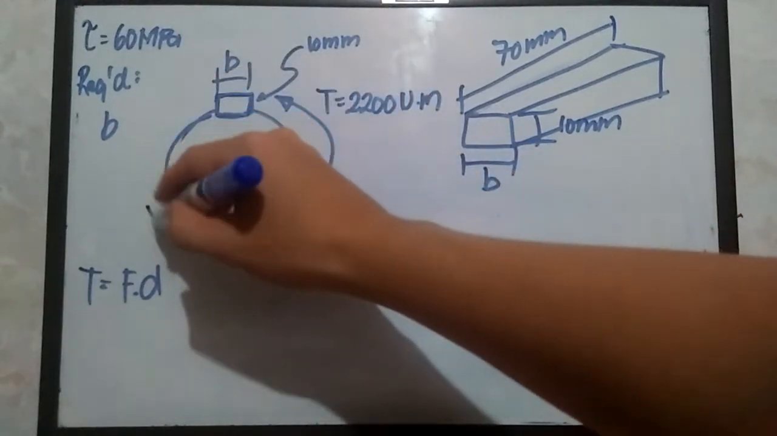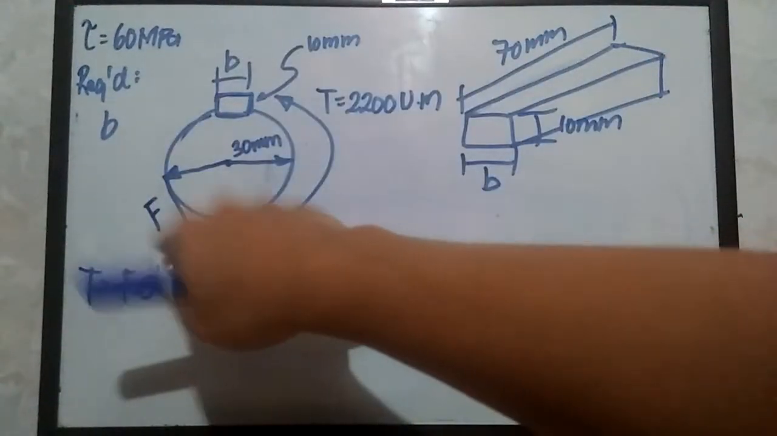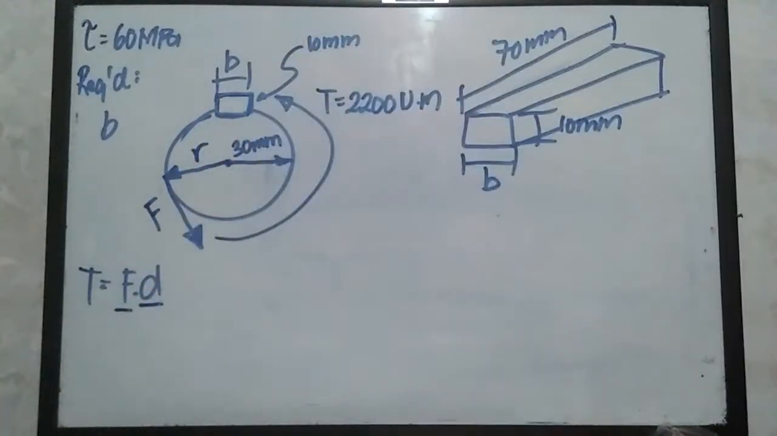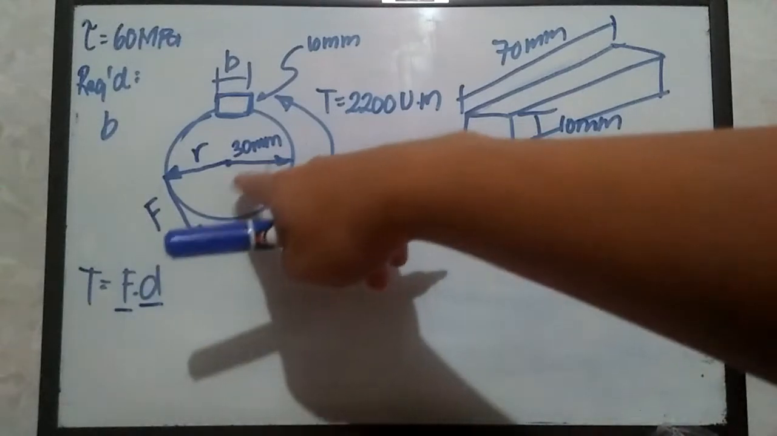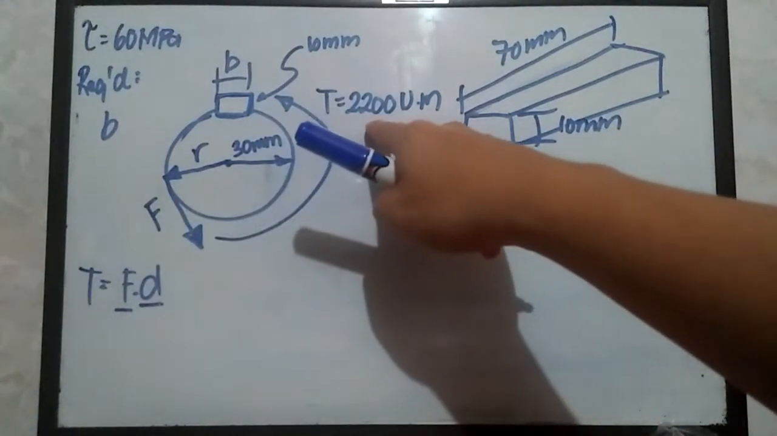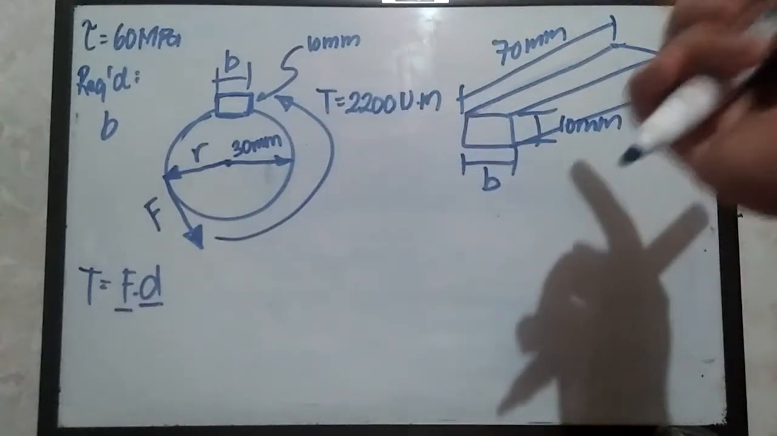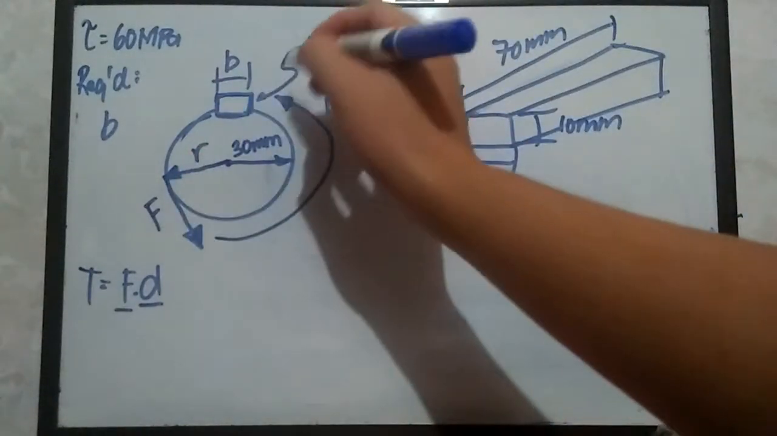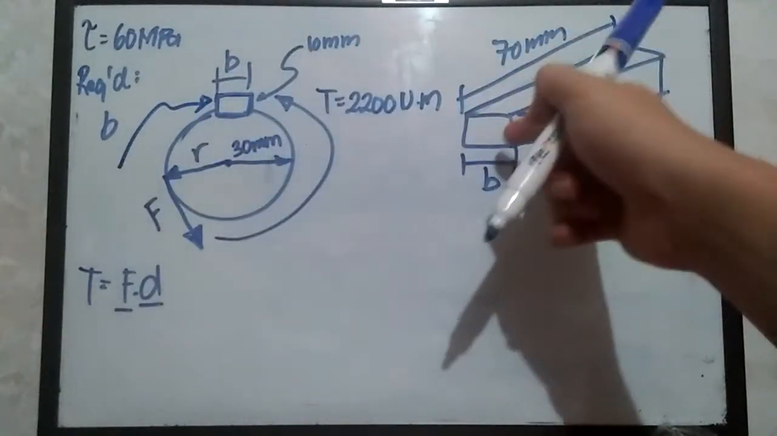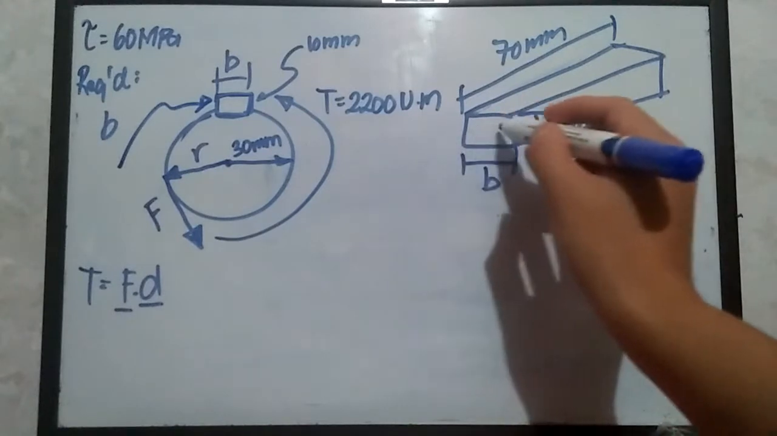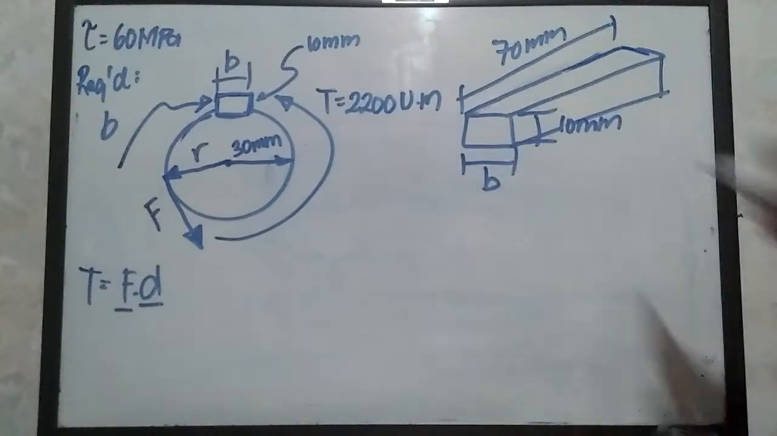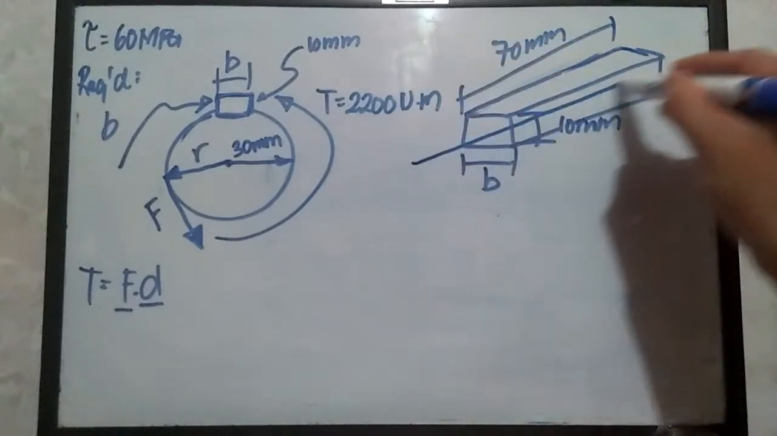So that should be F. So this F is basically this one, and D is basically the radius. Okay? So if we try to multiply these two, we will have a result equivalent to 2200 Newton meter, right? And this F, if it somewhat interacts with our key here, let's try to look at that in a three-dimensional view. Means to say that this is our neutral axis.